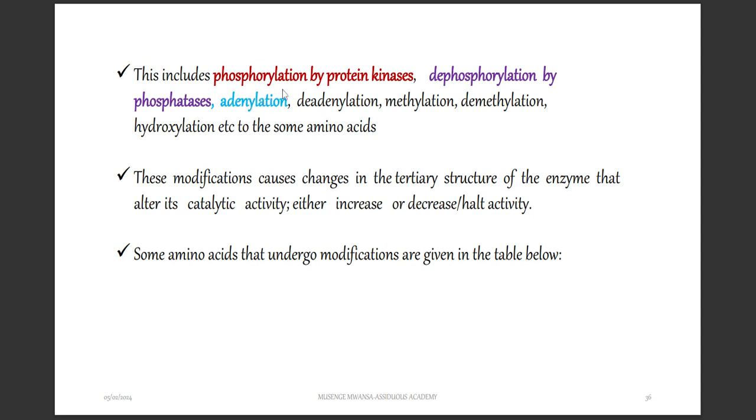You also have adenylation, which is the addition of adenine, deadenylation, methylation, and all these other things. So these are some modifications that can happen to amino acids. For some amino acids, some proteins can only work if they have a phosphate. Others can only work if they don't have a phosphate. Others can only work when you add a methyl. Others will only work if you remove a methyl. That is why you can hear of these terms. So these modifications will cause a change in the tertiary structure of the enzyme. And if you change the tertiary structure, it will alter the active site of that enzyme, thereby either activating or deactivating it, meaning that you can either increase its function or decrease its function.